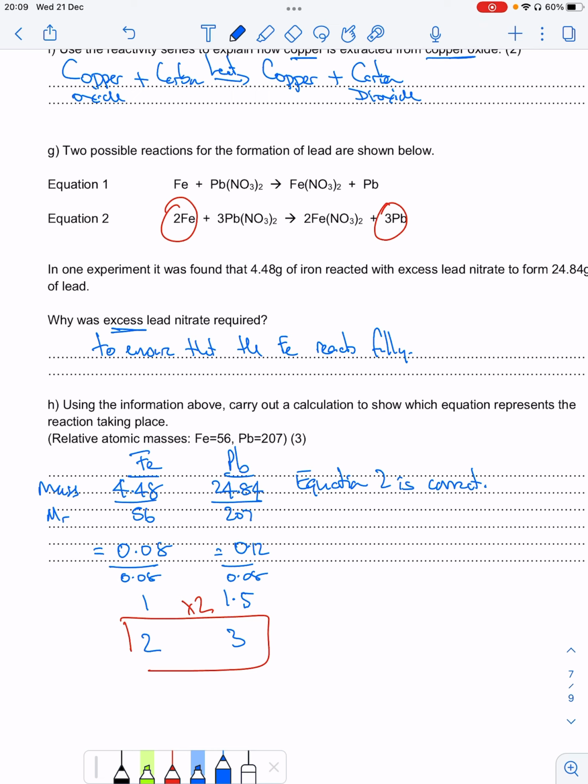If you don't like that method, the other way to do this is a reacting mass calculation, and you would basically test them both, and one of them would give you the right answer. So you'd work out how many moles there are, work out the ratio, then convert the moles back into the mass, and it gives the same answer. This one will work, and this one wouldn't give you the correct information.